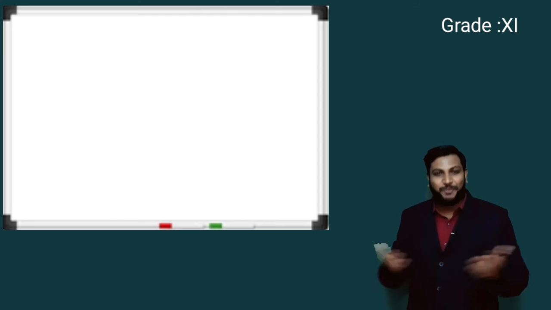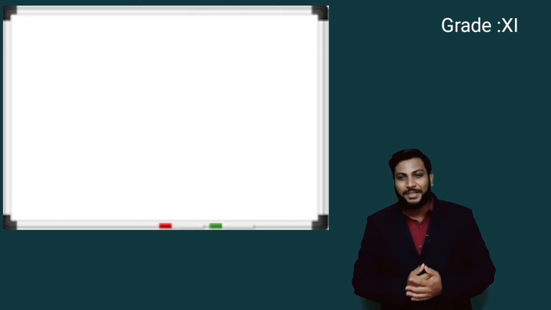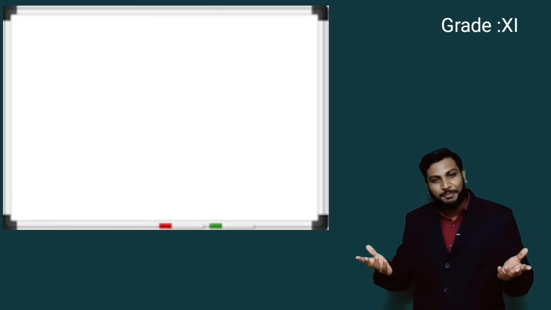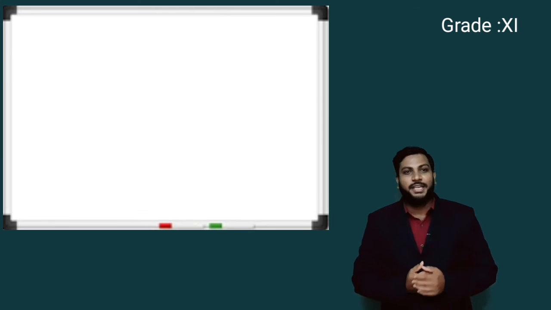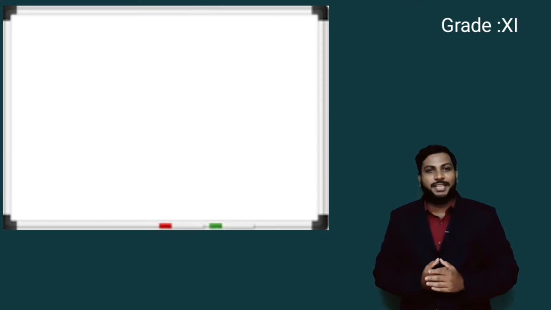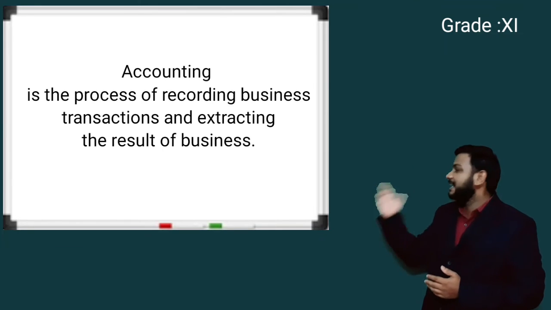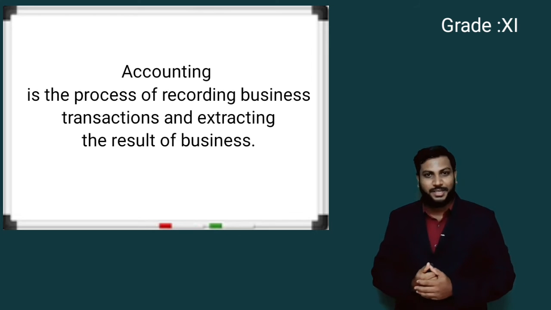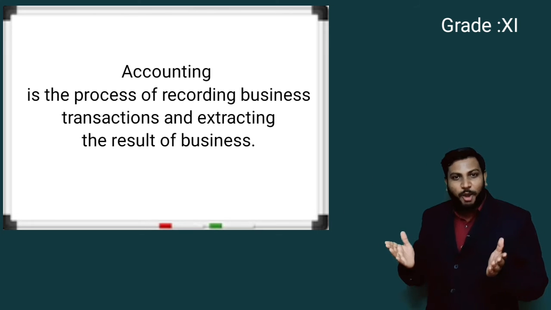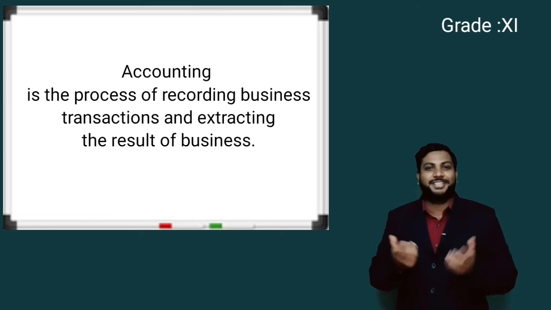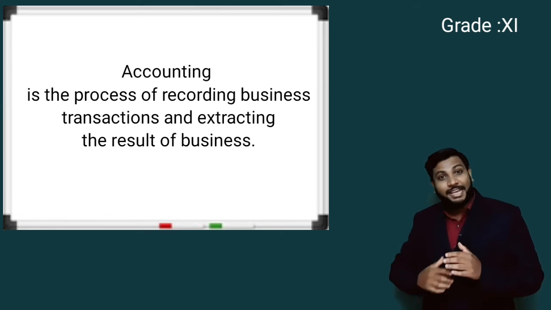And the meaning also we already discussed, no? Do you remember the meaning? Two different meanings of accounting. Any meaning you remember? Yeah. Accounting is a process of recording business transactions and extracting the result of business. You can see that. Accounting is a process of recording business transactions and extracting the result.